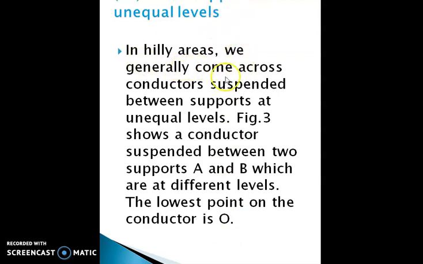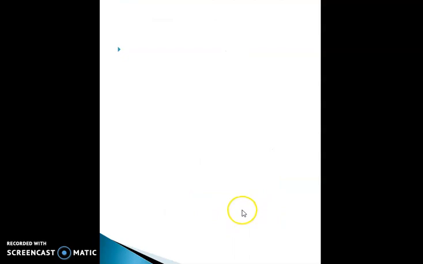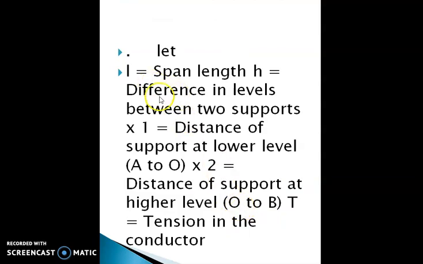In hilly areas, we generally come across a conductor suspended between supports at unequal level. Figure 3 shows a conductor suspended between two supports A and B which are at different levels. The lowest point on the conductor is O. Let L be the span length and h the difference in levels between the two supports. x1 is the distance of the support at the lower level, that is from A to O. x2 is the distance of the support at the higher level, that is O to B. T is the tension in the conductor.